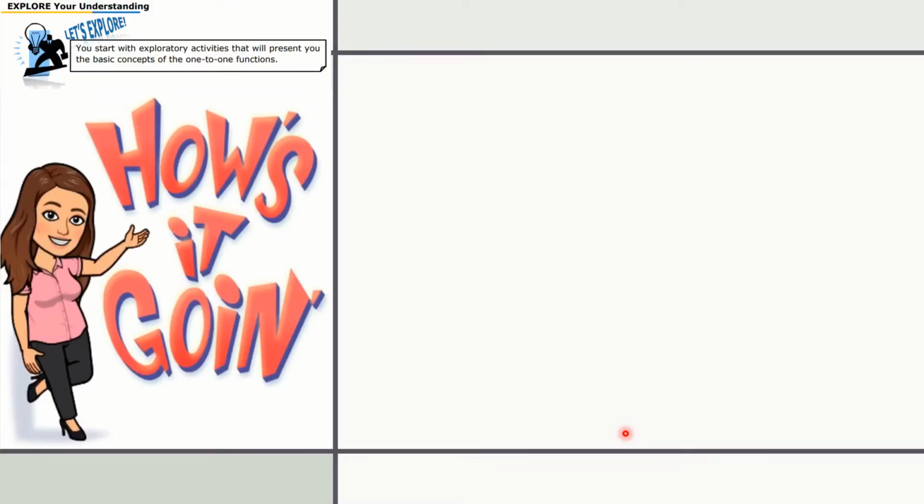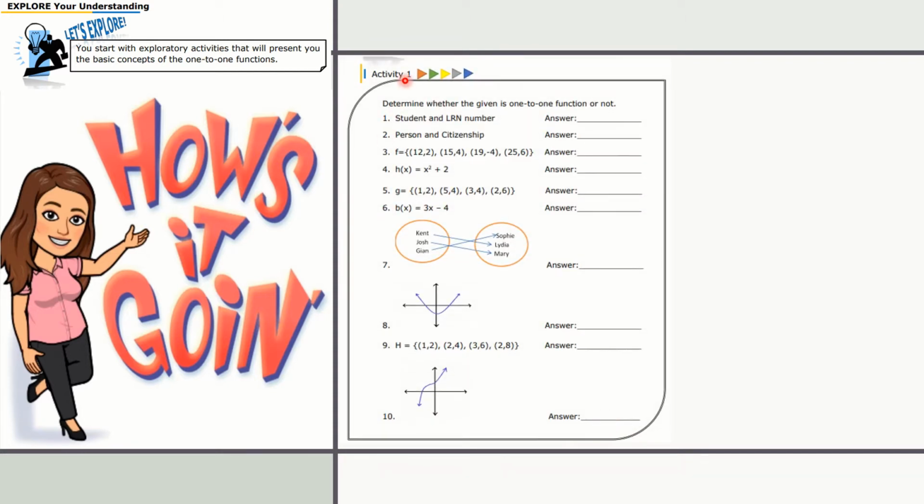Explore your understanding. You will start with exploratory activities that will present to you the basic concepts of the one-to-one function. Let's begin with activity 1. Determine whether the given is a one-to-one function or not. This time you will focus on even numbers, and then later on your own you will try to answer odd numbers. Recall that a function f is one-to-one if no two elements in the domain of f correspond to the same element in the range of f. In other words, x in the domain has exactly one image in the range.